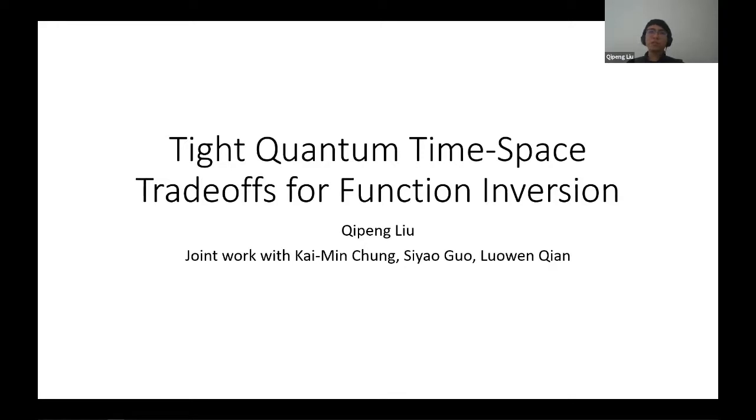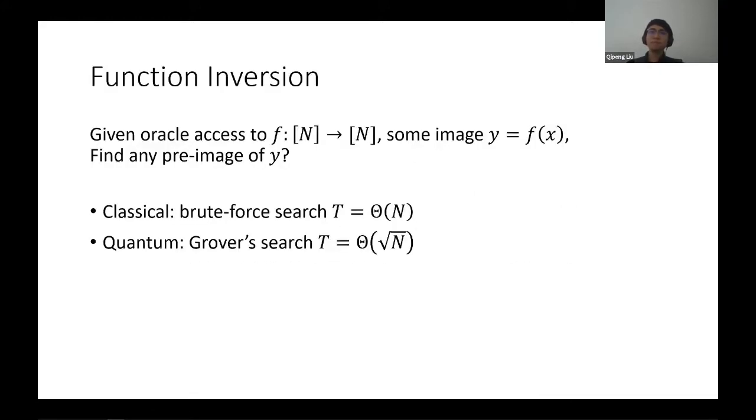Today I will be talking about tight quantum time-space trade-offs for function inversion. This is joint work with Kai-Ming Chan, Siyao Guo, and Luo Wenqian. Function inversion is the following problem. You are given oracle access to a function f and also some image y, and the goal is to find any pre-image of y. Classically, the problem requires a brute force search, which takes time linear in n, and this is known to be tight. Quantumly, Grover search can be used and achieves a quadratic speedup, and this is also known to be tight.